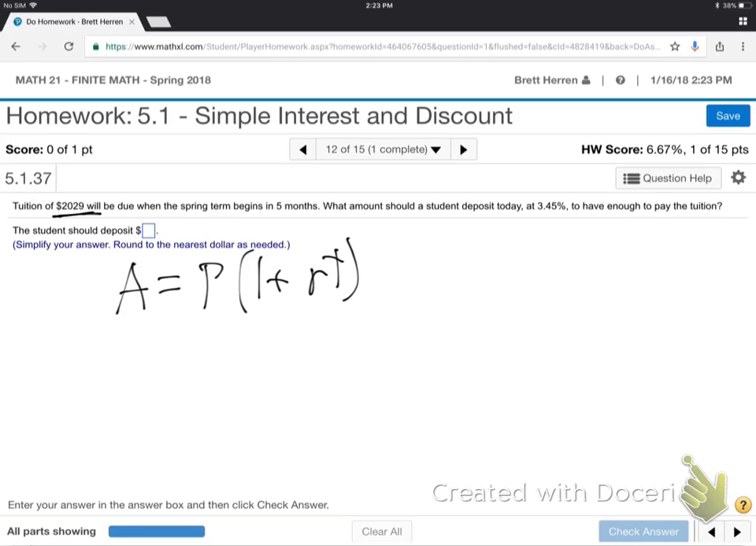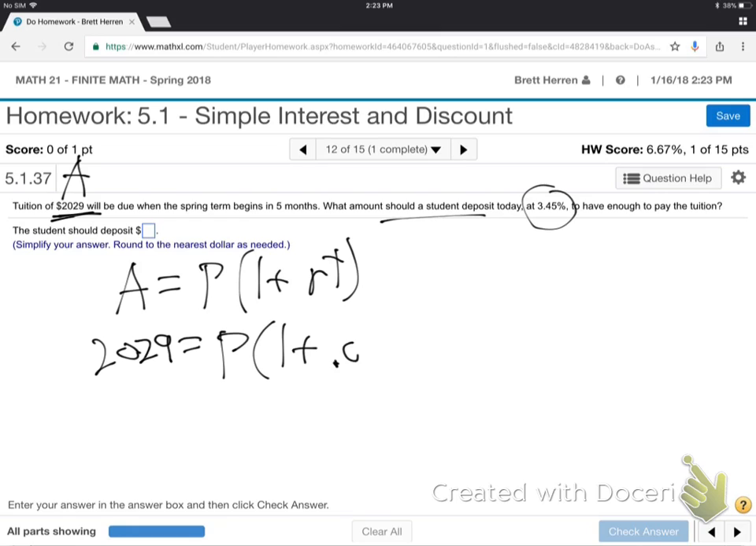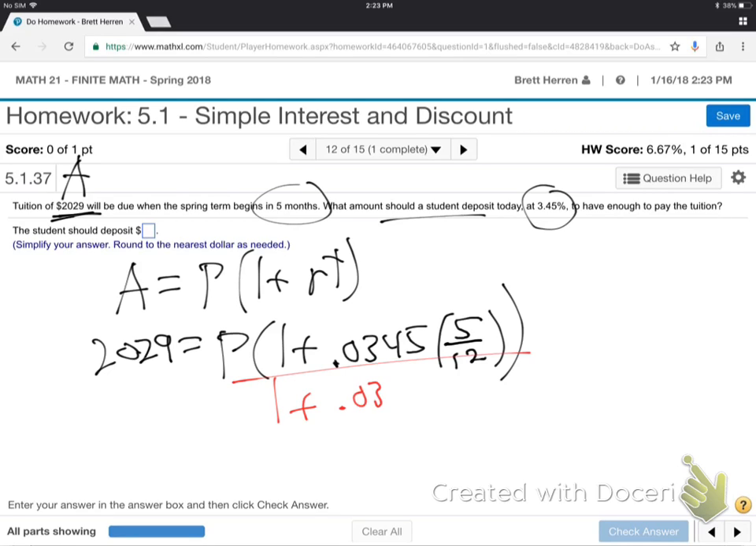So tuition of 2029 will be due. That's the future amount, isn't it? What should be done to, that's P. We don't know what P is. The rate, 3.45%, so 0.0345, times T. T is 5/12. So there we go. I'm going to go dot, dot, dot. You just need to solve for P there. It's one step really. You would just divide by the 1.0345 times 5/12.